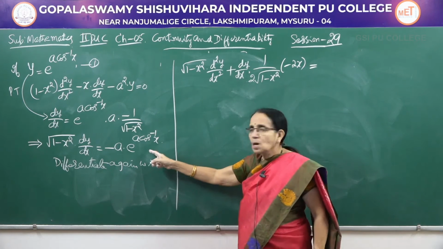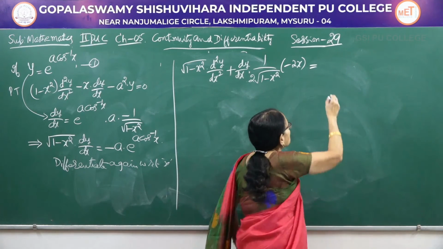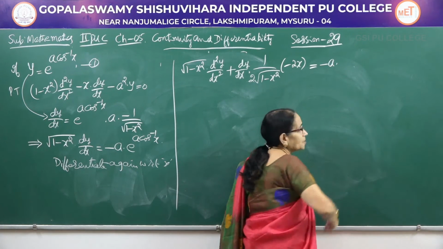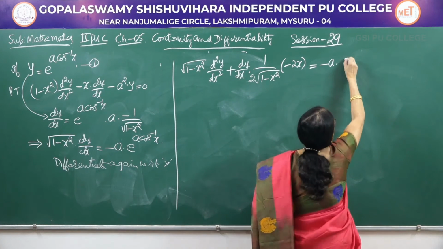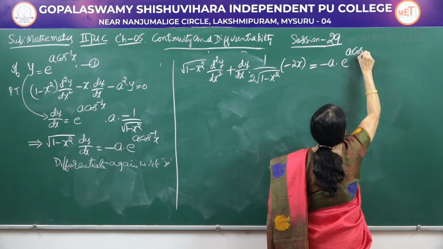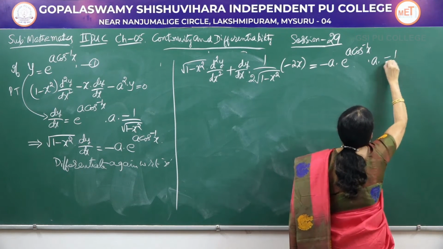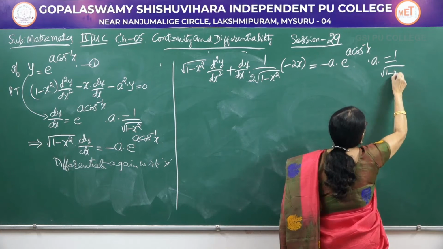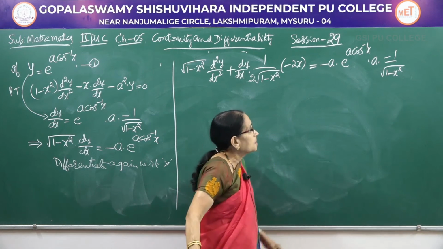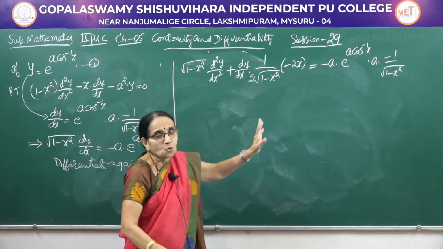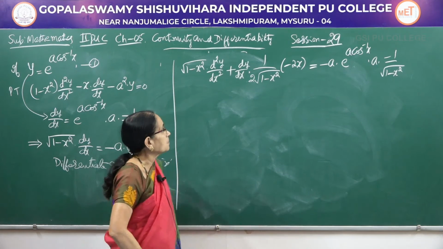Come to the right hand side. What do you have here? Minus a into e to the power a cos inverse x. Write that minus a as it is, and e to the power a cos inverse x is the same thing, into a into, for cos inverse x, minus 1 over root of 1 minus x square. So, do not write the derivative of 1 minus x square as 2x again. So, that is the derivative for the second time.